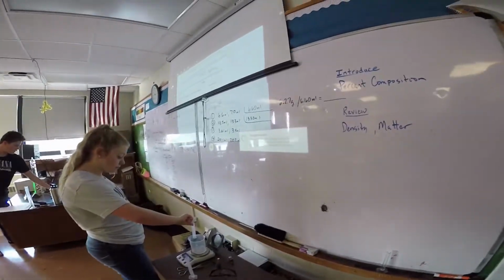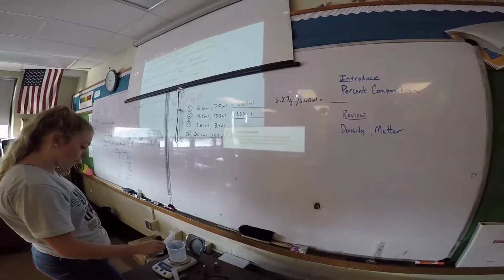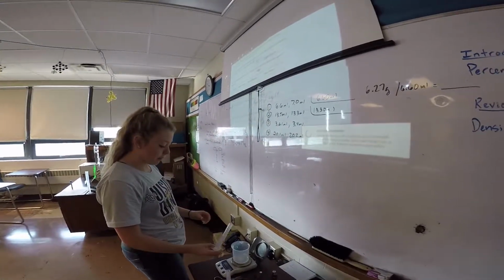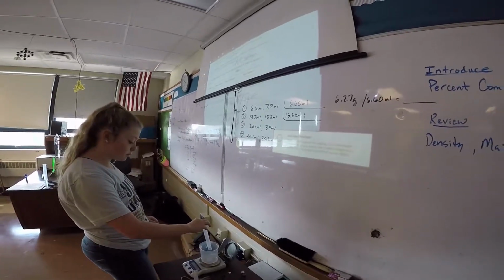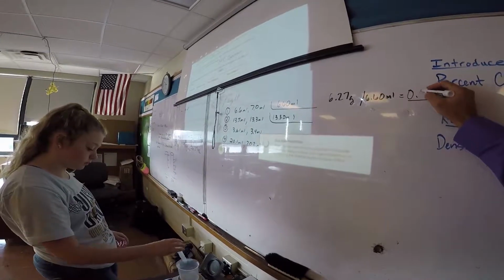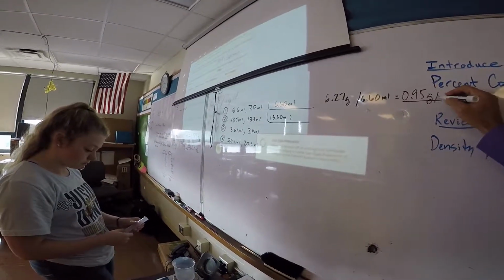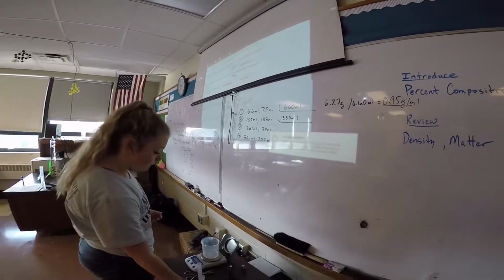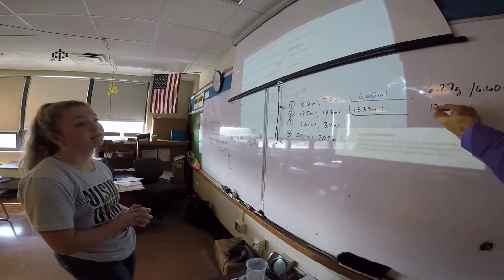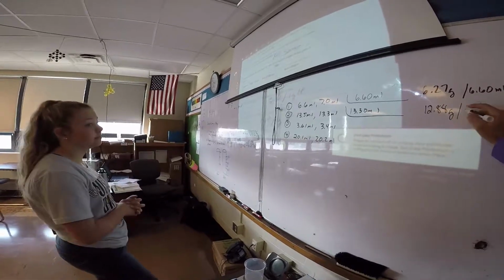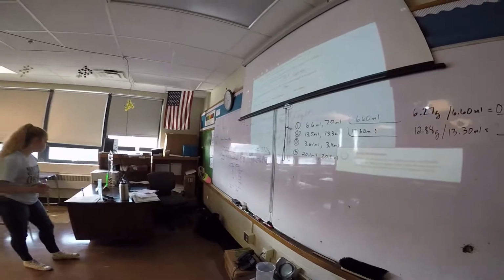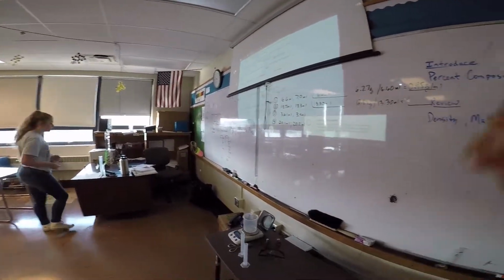Students were measuring the water in the 25 milliliter graduated cylinder, and what did we come up with? The answer for 6.27 divided by 6.60? 0.95 grams per milliliter. That's the density of water at room temperature. Now what do we have for that one? 12.88. So we have 12.88 grams divided by 13.30. What's that equal? Yeah, you can put it in the calculator.